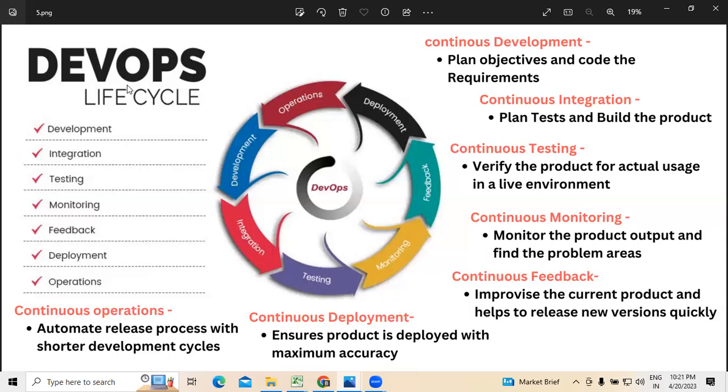This is the first stage. Okay, this is the first stage, point number one, in context to the DevOps I'm talking about, right? Next, the second stage is called continuous integration.